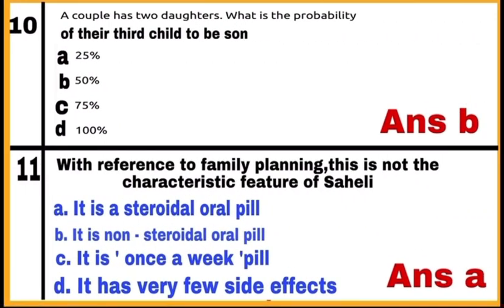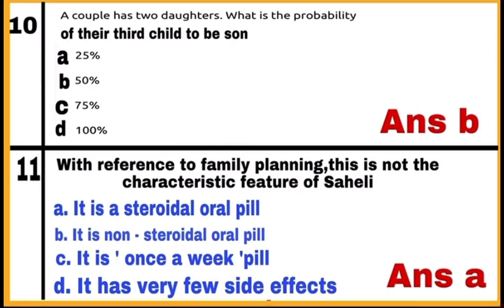Question 10. A couple has 2 daughters. What is the probability of the third child to be a son? There is always a 50-50% chance of a child being a son or a daughter. So the probability of the third child to be a son is 50%. So here mark B as the correct answer.